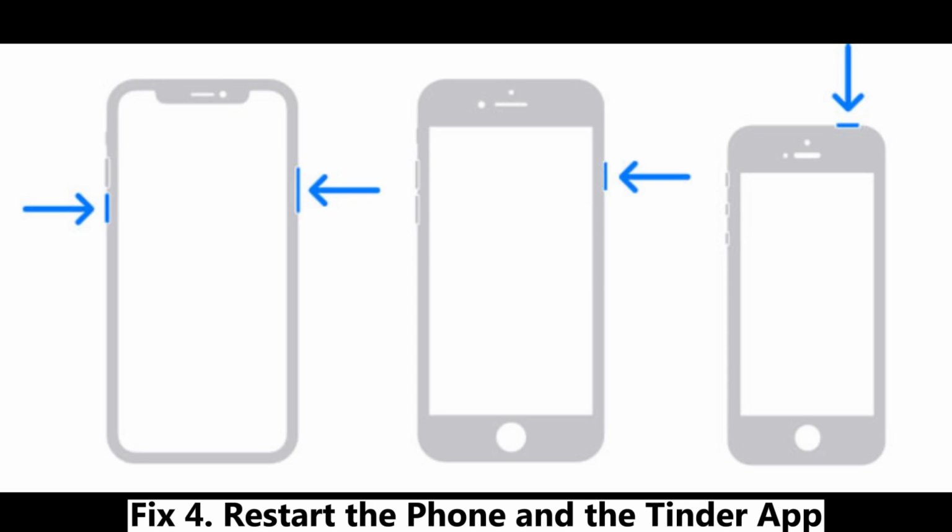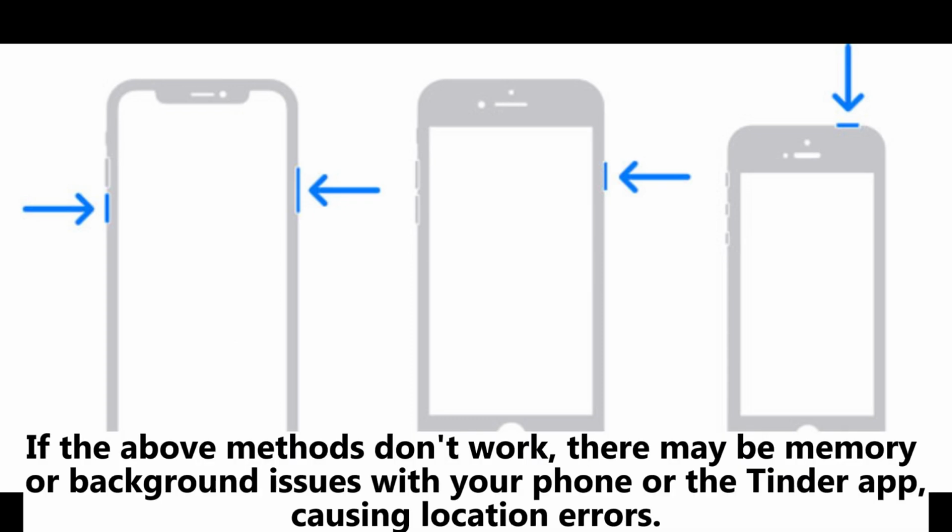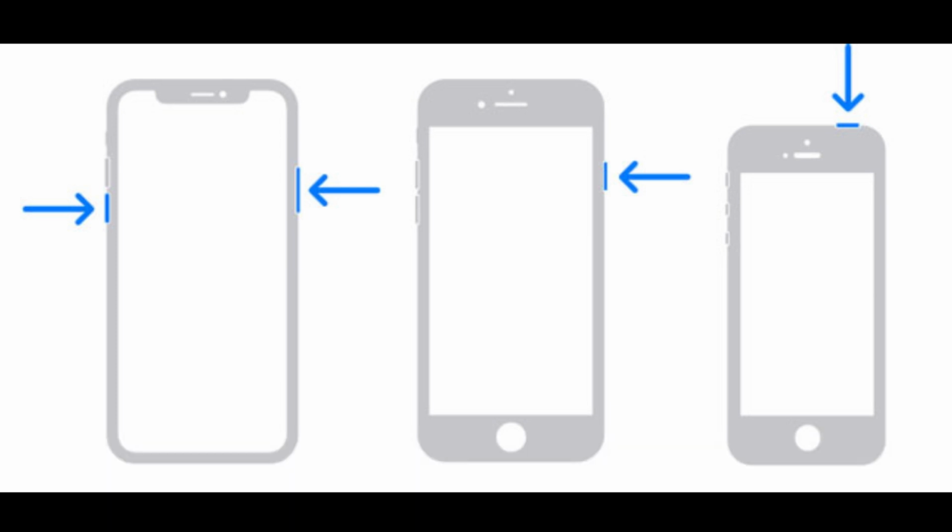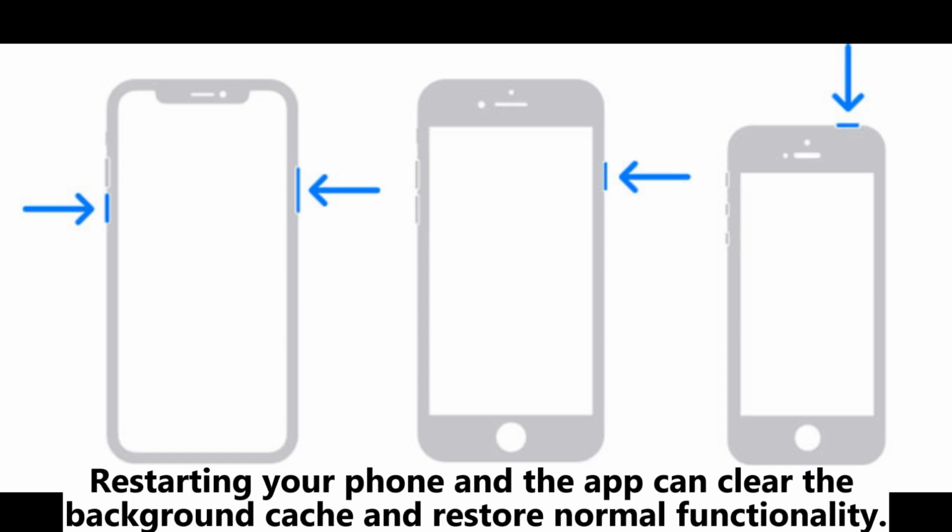Fix 4. Restart the phone and the Tinder app. If the above methods don't work, there may be memory or background issues with your phone or the Tinder app, causing location errors. Restarting your phone and the app can clear the background cache and restore normal functionality.